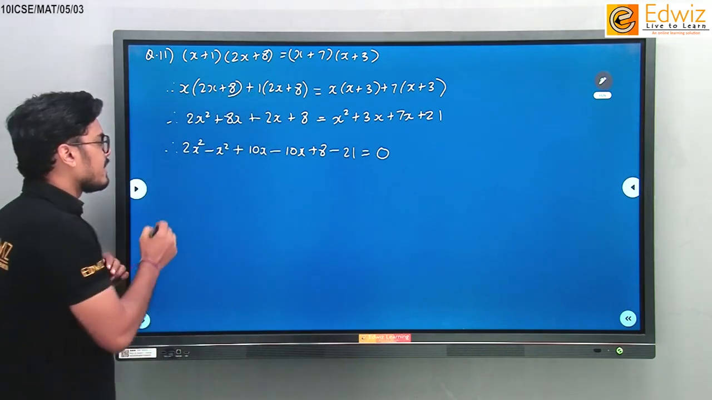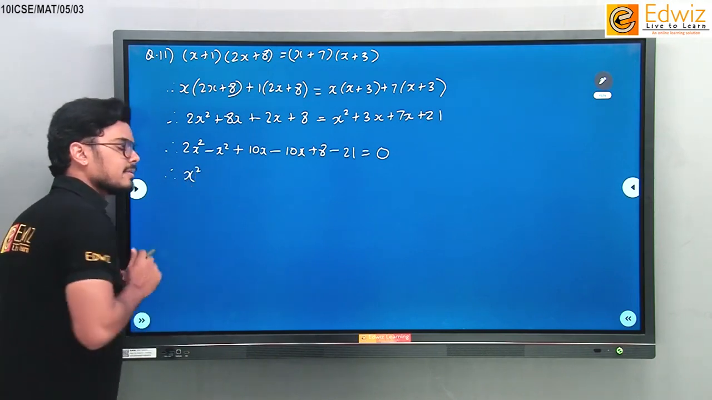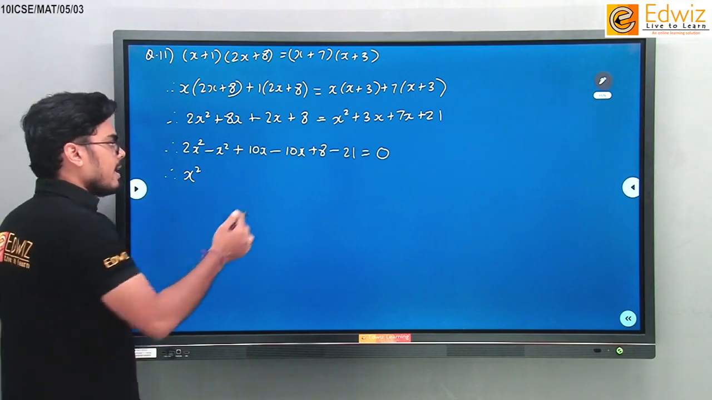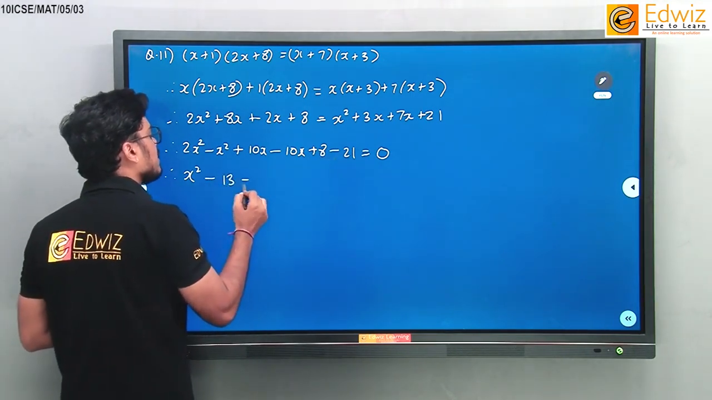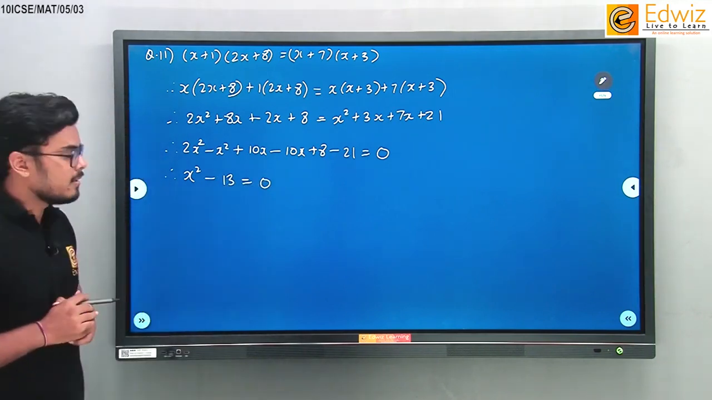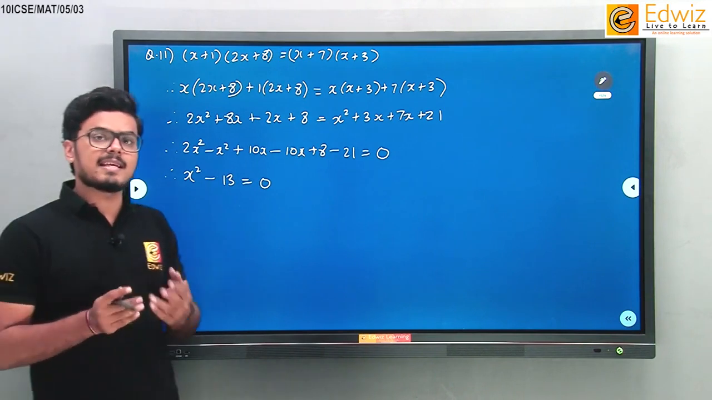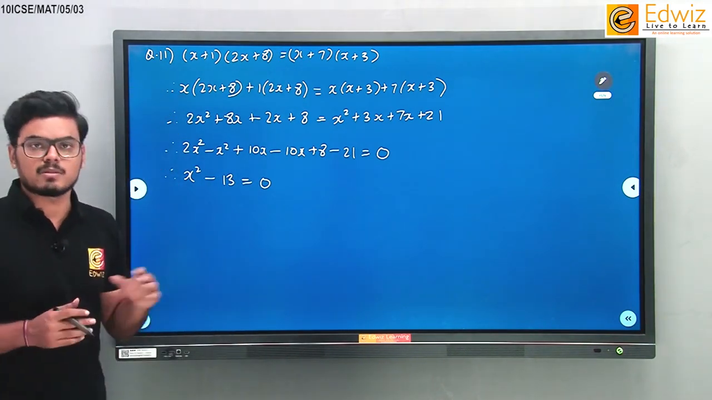Correct? So here the equation that we get is 2x square minus x square, that is x square as it is, 10x minus 10x is getting cancelled, and 8 minus 21, we will get minus 13 equal to 0. Now once again, you remember we solved an equation like this. That was your second question, second equation. You have to just apply the a square minus b square rule.